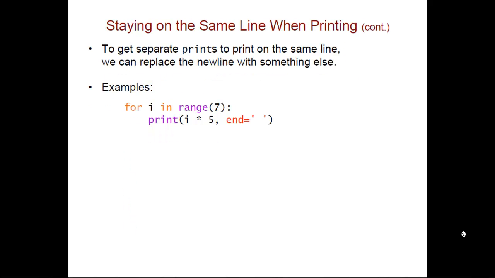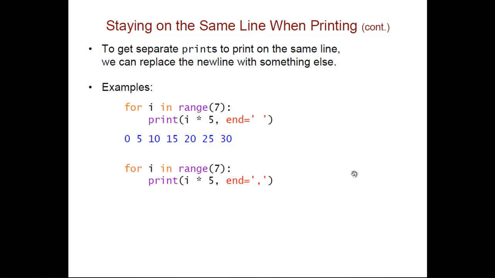We can get separate print statements to print on the same line if we add a special end argument. So for example here I'm saying end equals the string containing a single space, and so instead of printing a new line character after printing i times 5, it's going to print a space, and the total output of the loop will look like this, where the individual values are separated by spaces. If I say end equals the string containing a comma, I'll get this output.